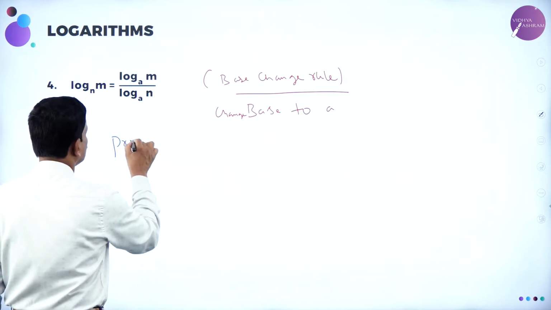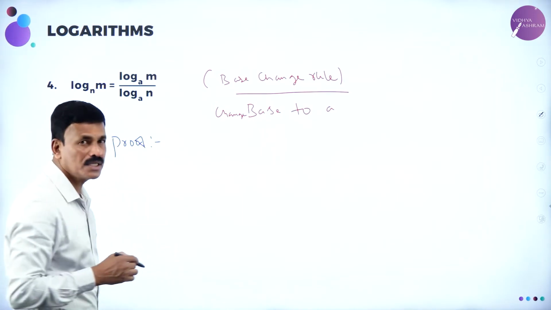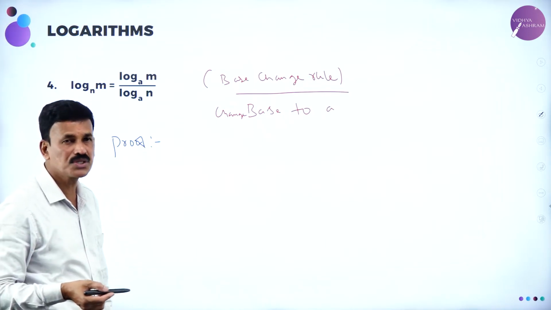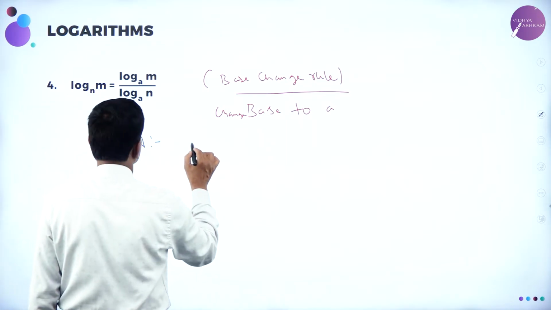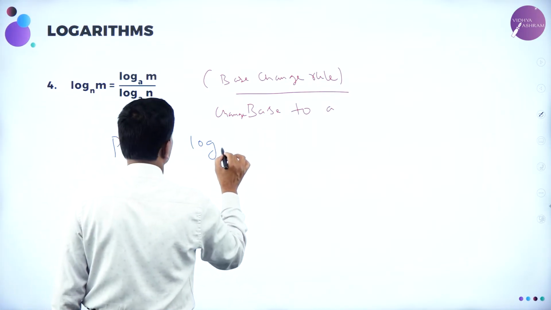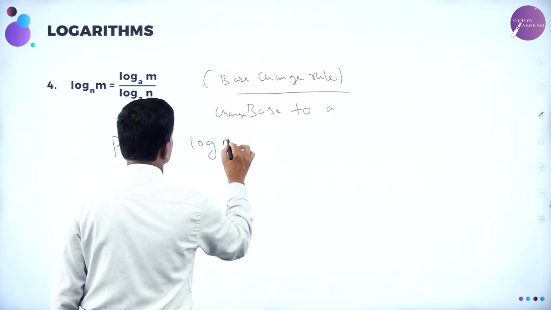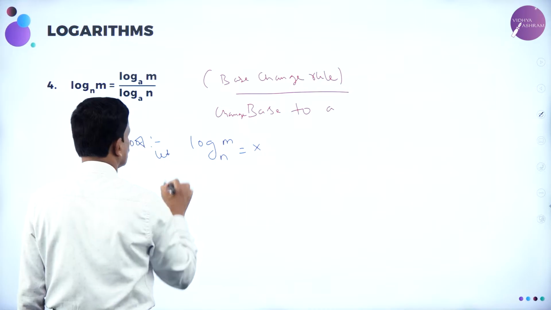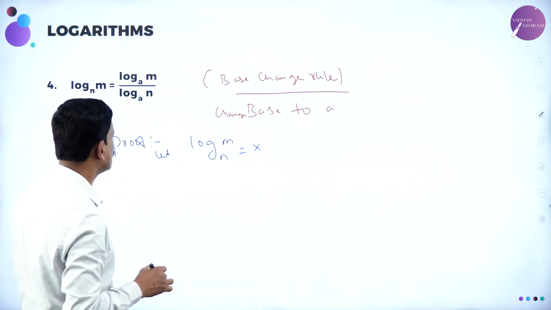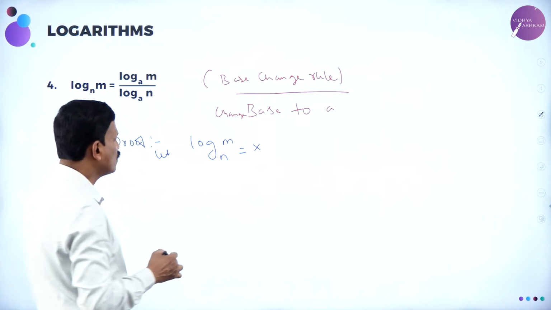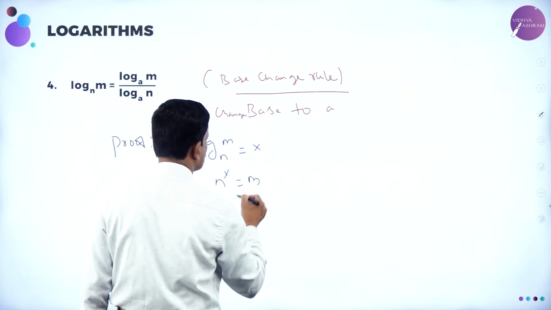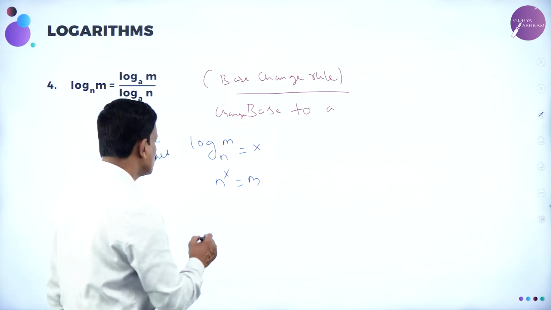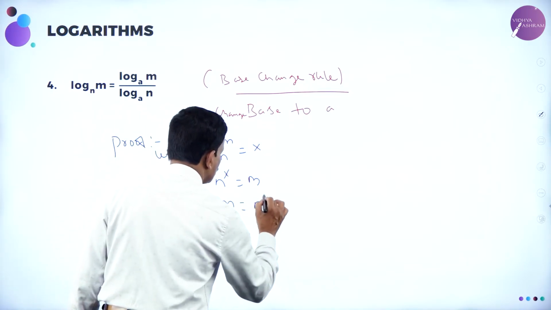We will do the proof for this. So what is to prove? Log m to base n is equal to log m to base a divided by log n to base a. That is called the base change rule, changing the base to a. Now let us consider the left hand side. Let logarithm of m to base n be equal to x. So if you remove the logarithm, then n to the power of x is equal to m. That is, m is equal to n to the power of x.